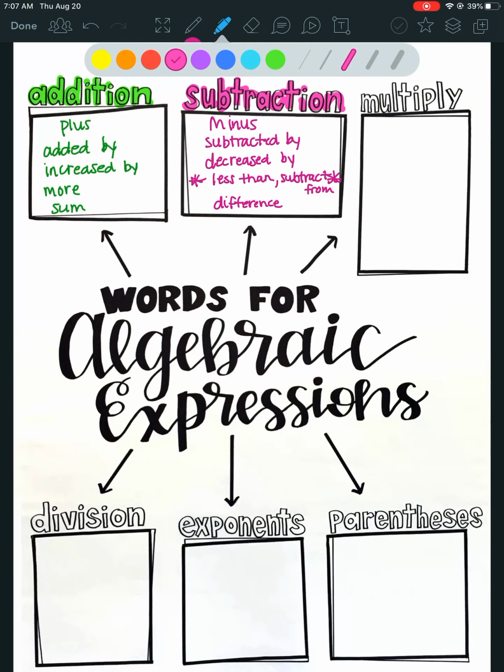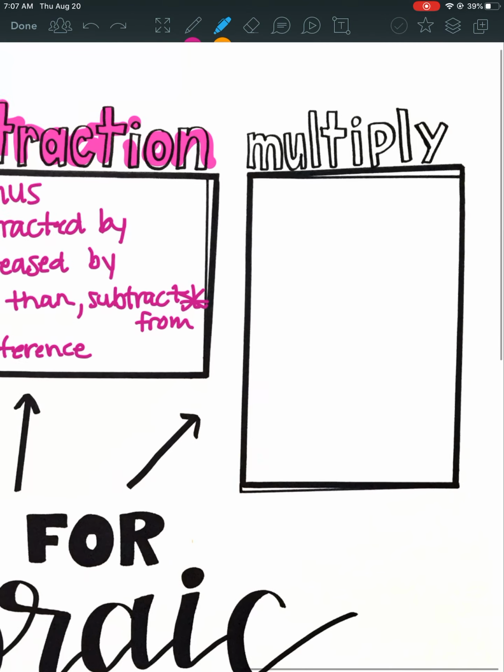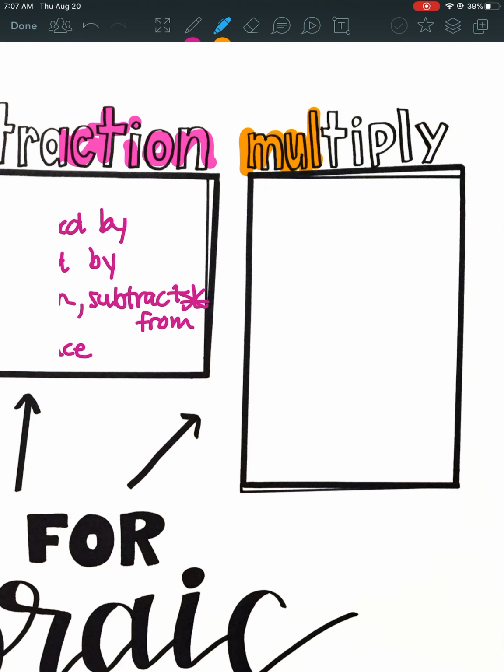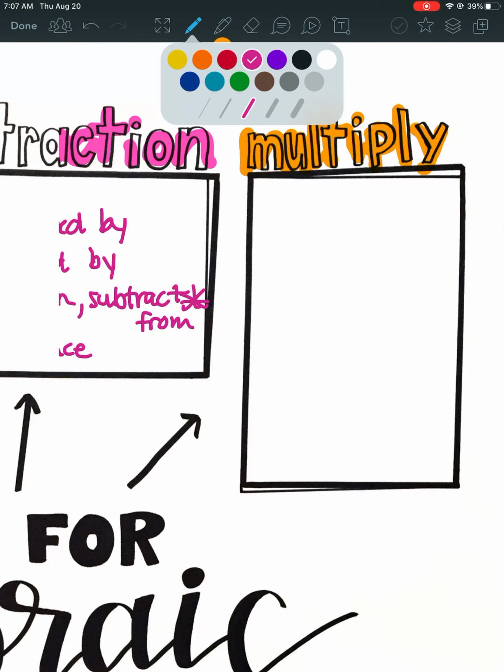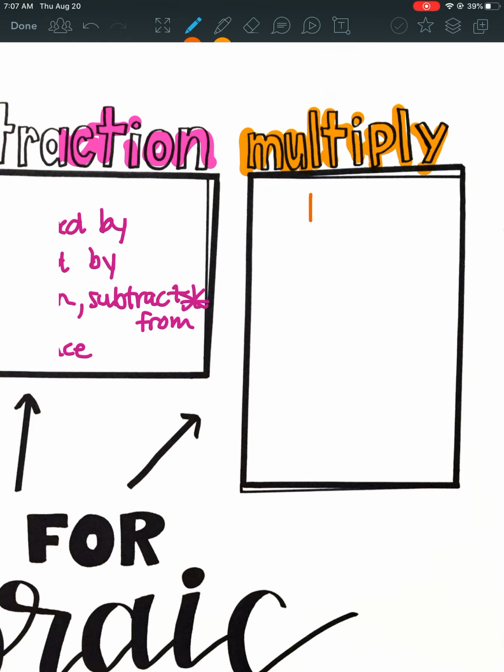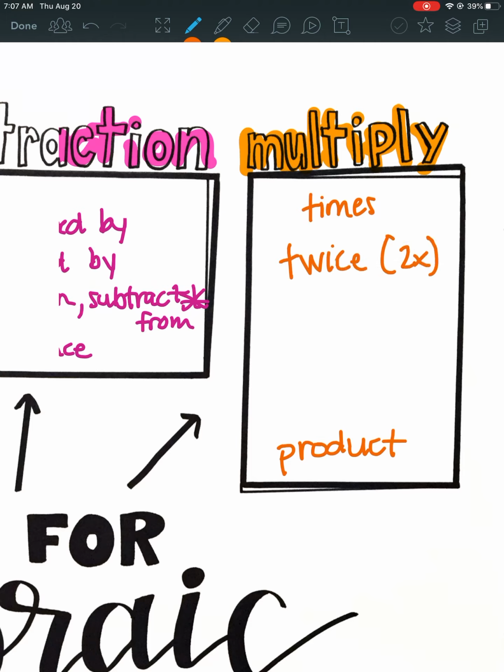All right. Multiply. Let's go down here. So multiply, we have times. If we see that multiplication word, multiplied by, we saw in the last examples that product, I'm going to write product down here. So always our last word is the answer to that problem. So the answer to multiplication. Times, we said twice. So that means 2 times a number.